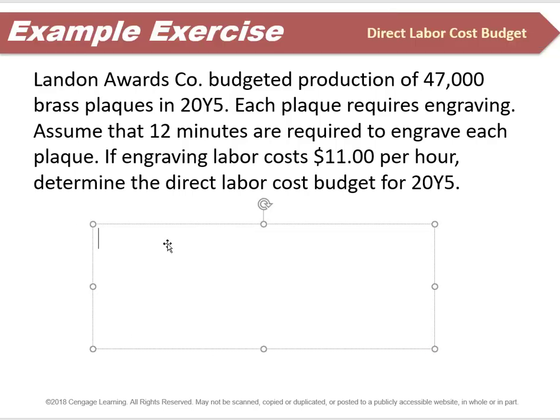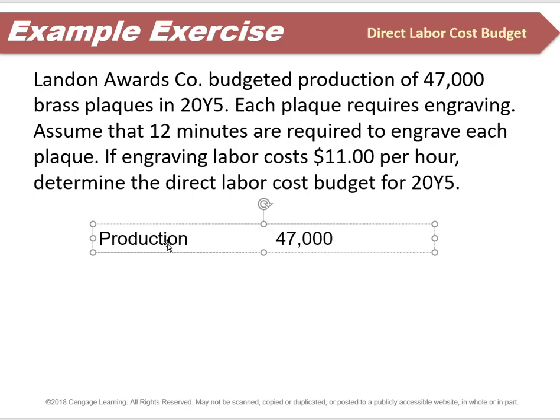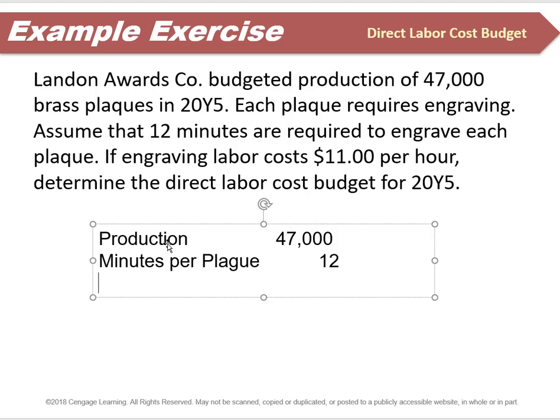So we've got production of 47,000, right? 47,000 plaques. And each plaque, minutes per plaque. Did I spell it right? Yeah. Minutes per plaque are 12 minutes per plaque. So how many minutes do we need then? 47,000 times 12. We need 564,000, okay, total minutes required.